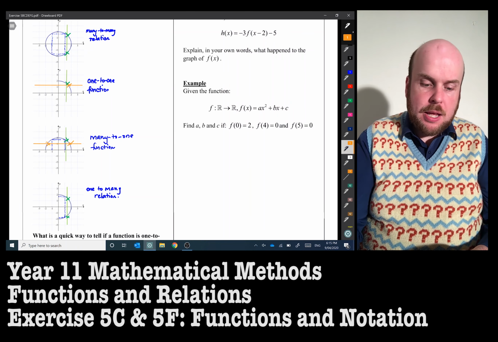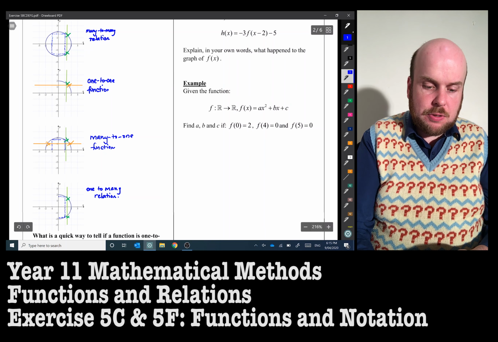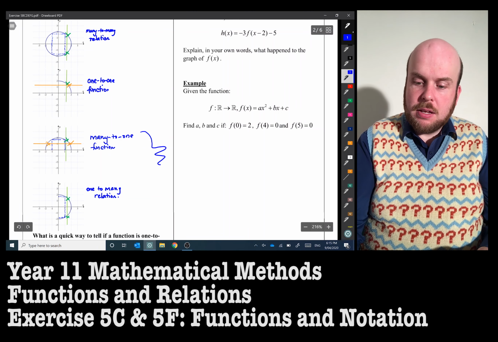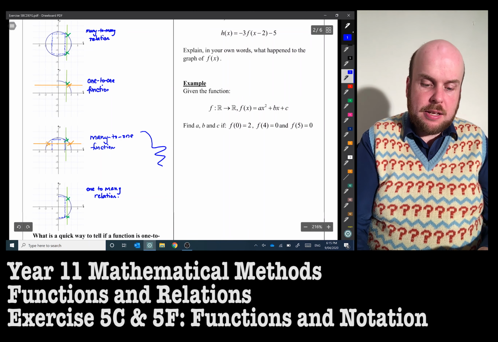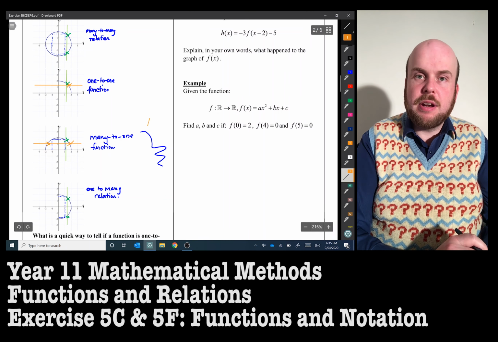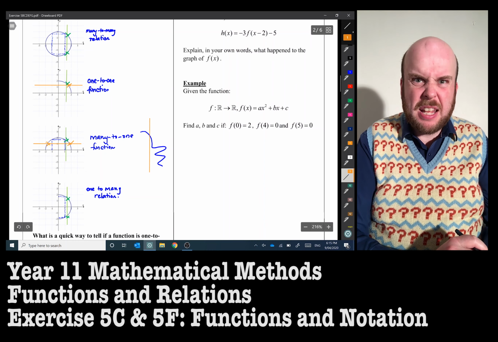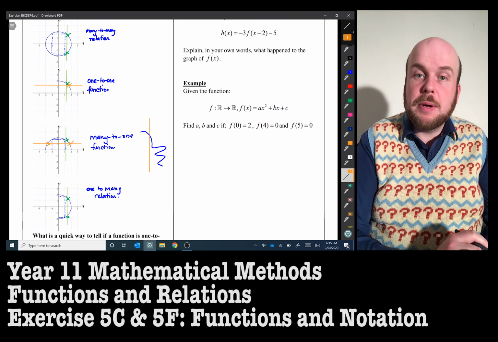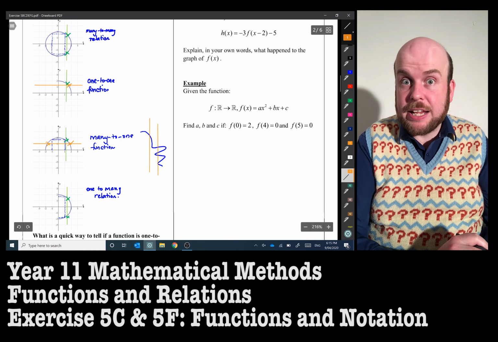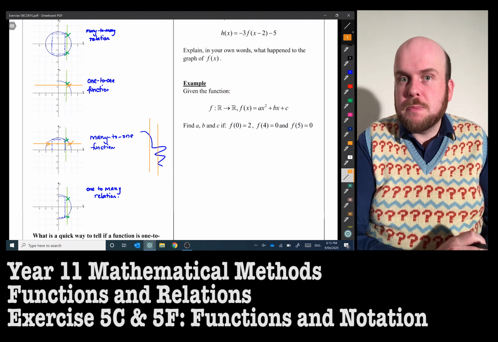I've only drawn one for each of these, but it has to be at any point. So for example, you might have a graph that looks like this, and if you were to say, oh yeah, it only hits the graph once, must be a function. Well, no, that's a bit silly, because it could go through here as well, and it would still be a relation. So because of that, that would be a relation.